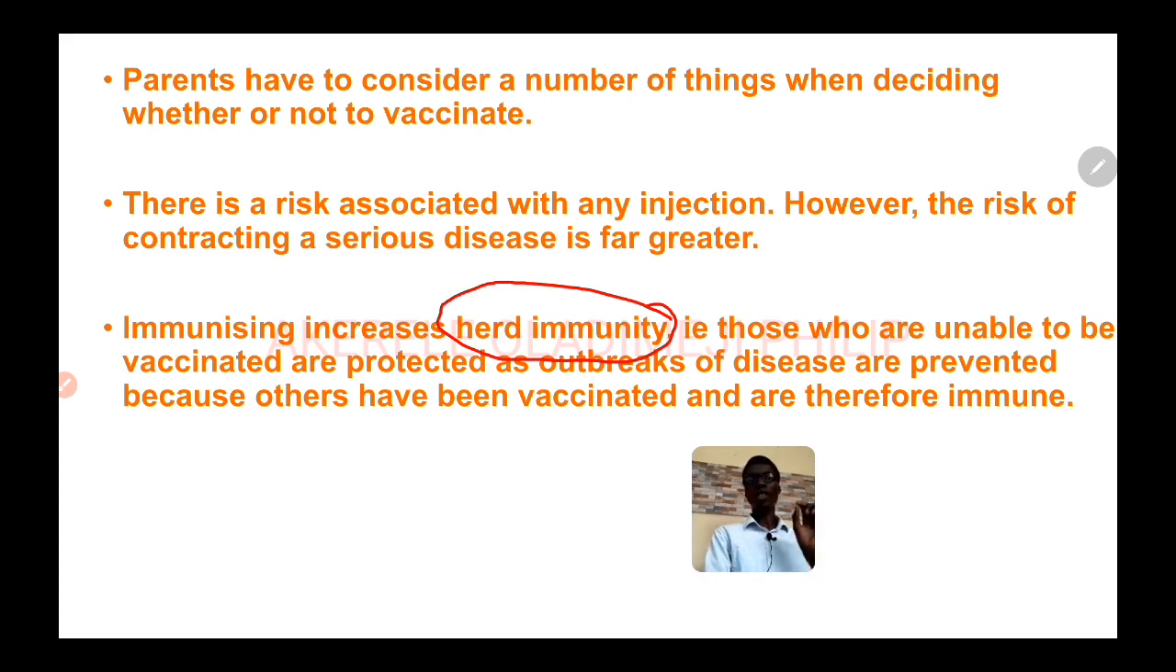Now, it says here that those who are unable to be vaccinated are protected as outbreaks of disease are prevented because others have been vaccinated and therefore immune. So imagine in your home, you have 6 people in the house, and 4 are vaccinated against, let's say, COVID. That means when they go out, they can't contract the disease. Even if they contract it, it's going to die in them. So there's a lesser chance of them bringing that home. So the chances that the 2 people in the house who are not vaccinated will get the disease will reduce. Don't worry, you're going to understand that much later as we move on.